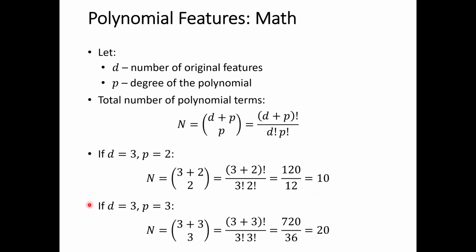If d equals 3 and p equals 3, then the total number of combinations calculated using the same formula is 20. Note that the new features don't have to be polynomial. We can also add logarithmic, exponential, trigonometric, and other types of nonlinear features.